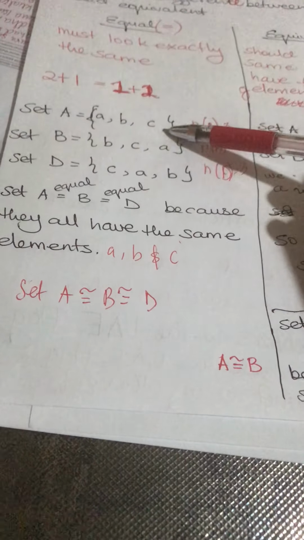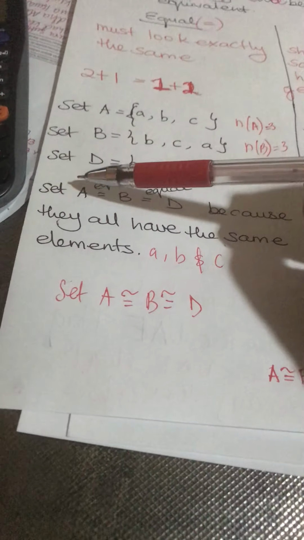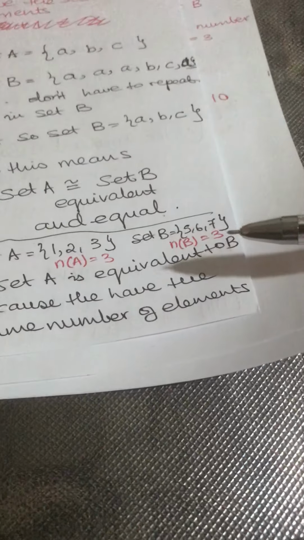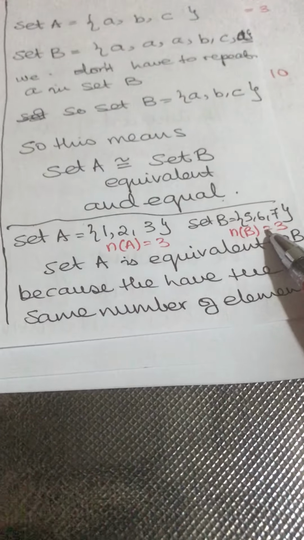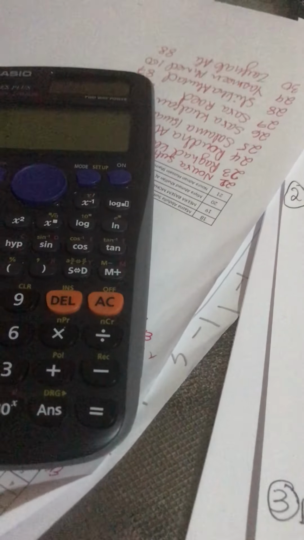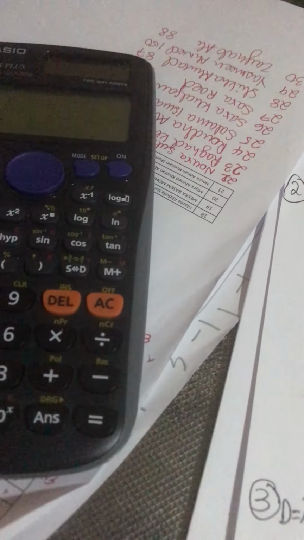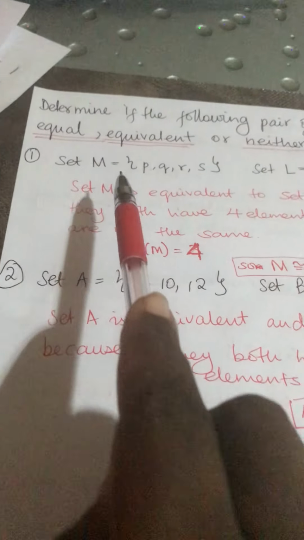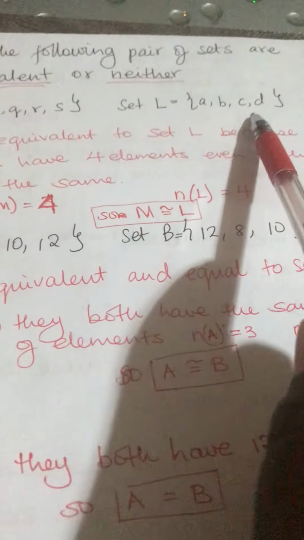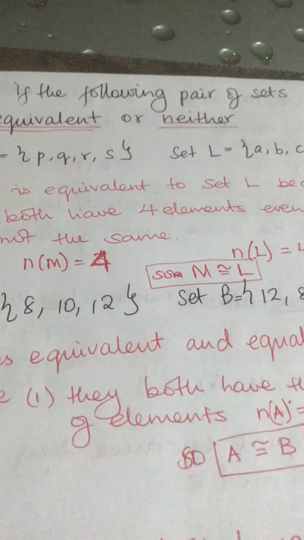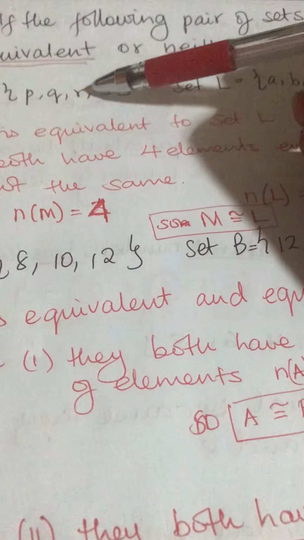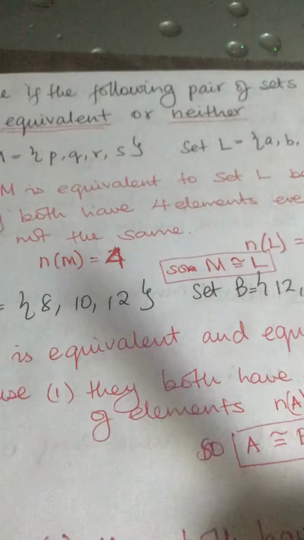Okay? Here, these ones are equal and equivalent. You see? Equal and equivalent. Here, these ones are just equivalent. Let's do some examples so that you can see. Okay? So determine if the following pair of sets are equal, equivalent, or neither. Right. P, Q, R, S and L, A, B, C, D. They don't look the same. So if they don't look the same, they are not equal. So then 1, 2, 3, 4 and 1, 2, 3, 4. They are equivalent.